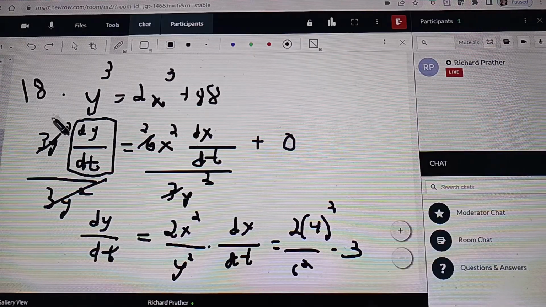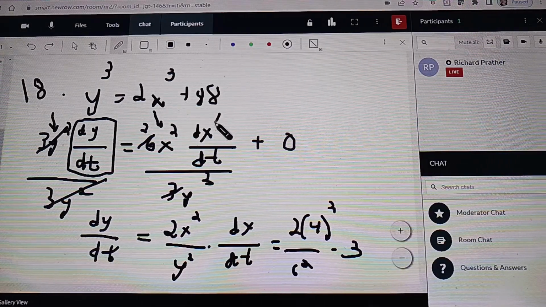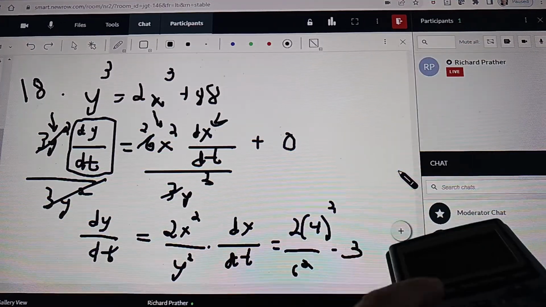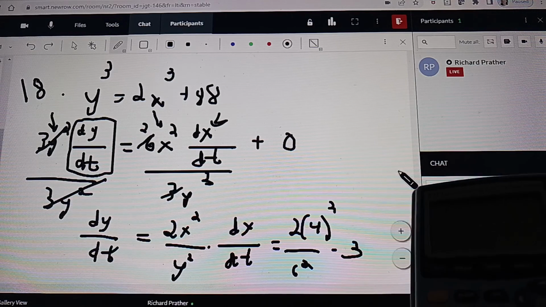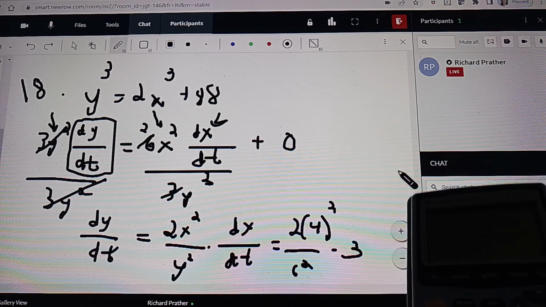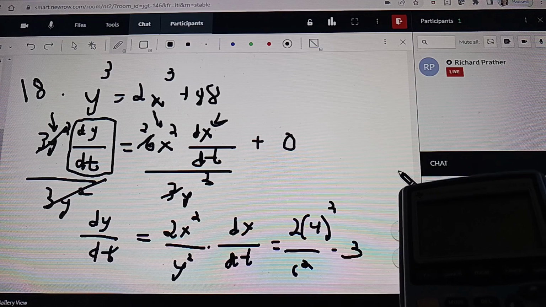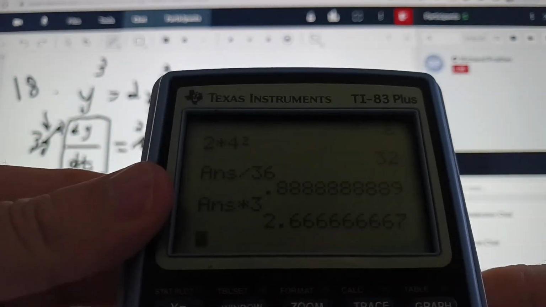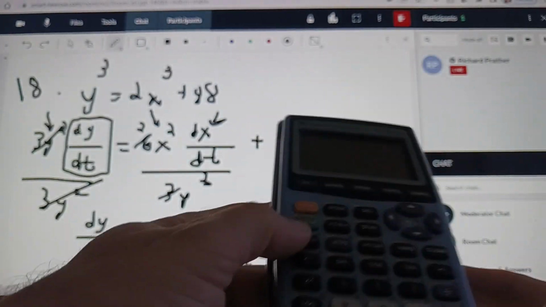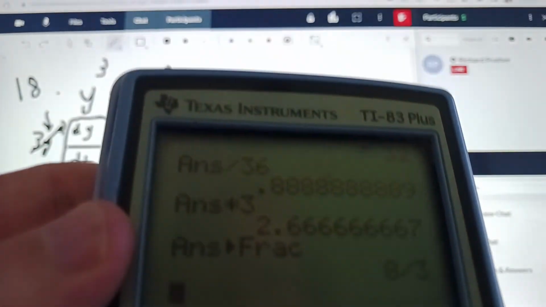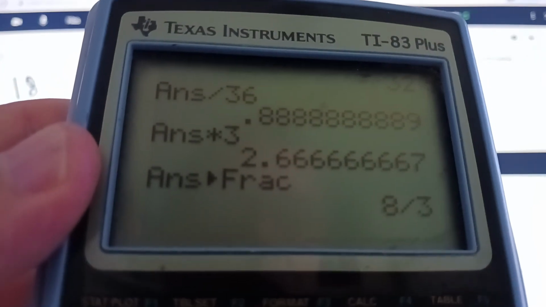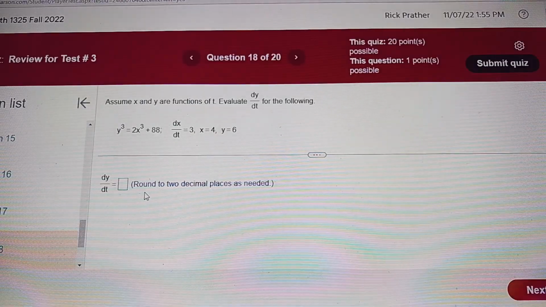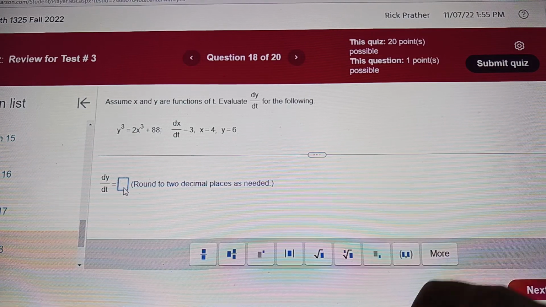And you could plug the values in right here too at this point, before you do the algebra too. So whatever this equals, that's the answer. 2 times 4 squared is 32, divided by 36 times 3. Now it came out weird, so maybe they want it as a fraction. Math, enter, enter. So maybe they want it as 8/3 instead of 2.66666. I got to see if they want a fraction or a decimal. It does say round to 2 decimals, so 2.67.